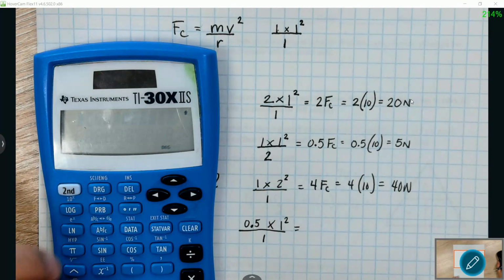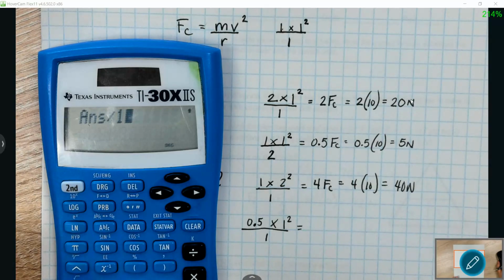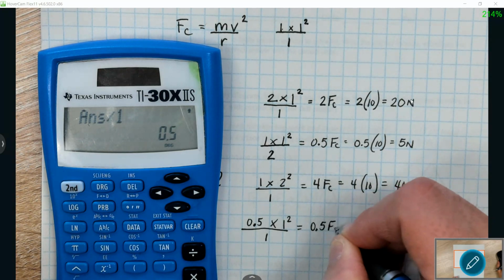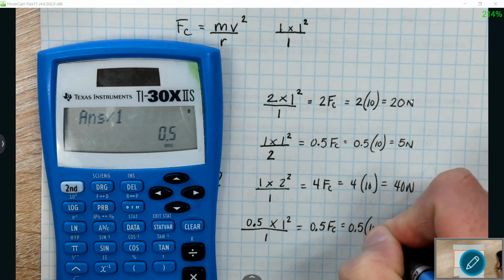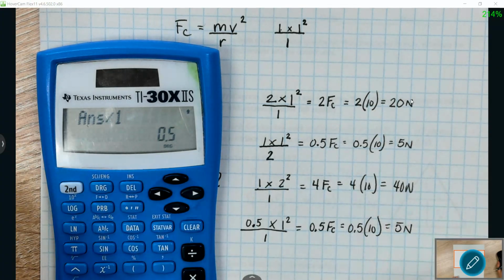Pop it into the calculator. 0.5 times 1 squared is 0.5. Divide that by 1, it's still 0.5. 0.5 times the force. So 0.5 times 10 is 5 newtons.